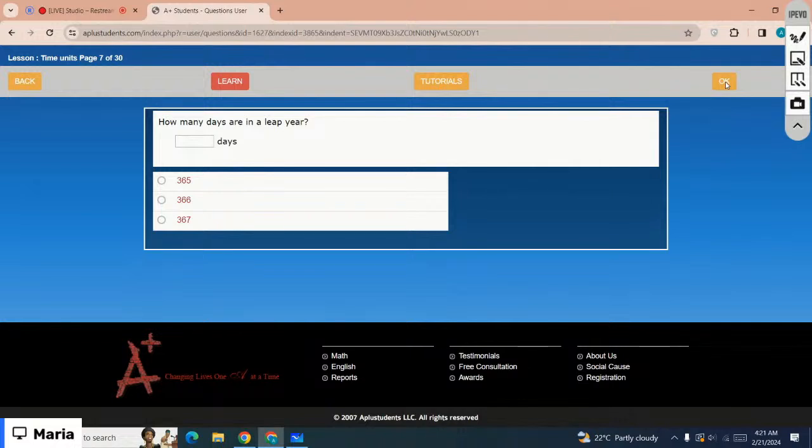Okay, how many days in a leap year? So, which is the correct option? In a leap year, you have, yes, one more day than normal, right? So, in a normal year, you have 365. So then in a leap year, you have 366 days.